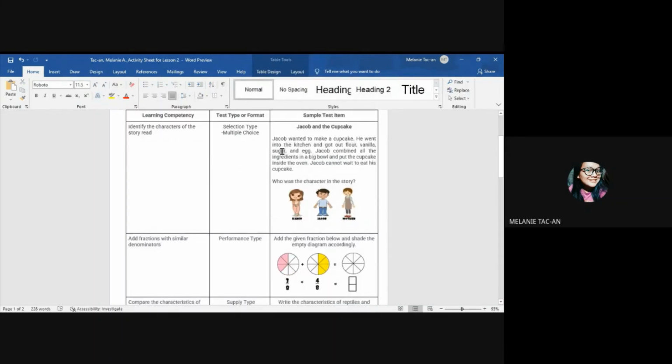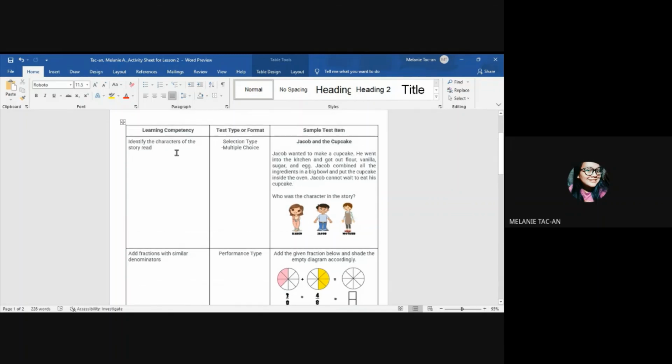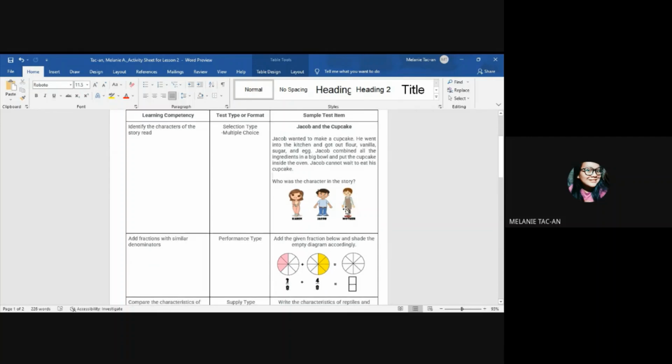Jacob wanted to make a cupcake. He went into the kitchen and got out flour, vanilla, sugar, and egg. Jacob combined all the ingredients in a big bowl and put the cupcakes inside the oven. Jacob could not wait to eat his cupcake. So the question has to coincide with the learning competency. My first question is, who was the character in the story? So that's Jacob.